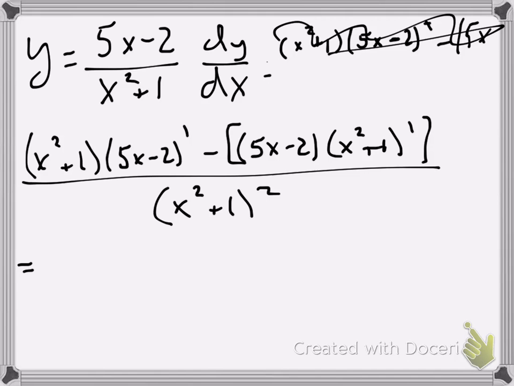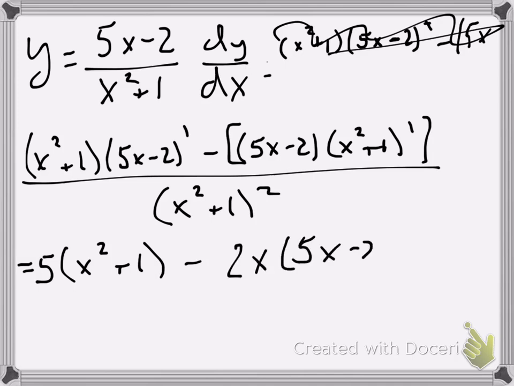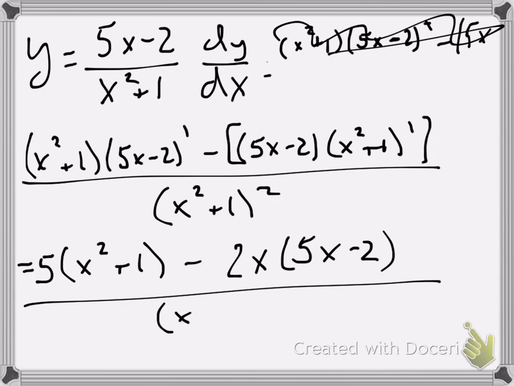Okay. Order is very important here because of subtraction, so please make sure you follow what's in the chant and what's in the rule. So we do the derivative of 5x minus 2, that's just 5. So we get 5 times the quantity x squared plus 1. The derivative of x squared plus 1 is 2x. And we multiply that by the 5x minus 2. And we get x squared plus 1 quantity squared.